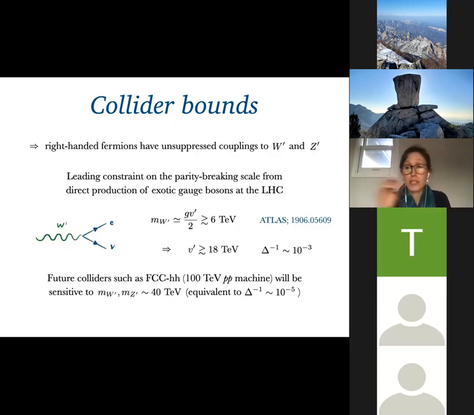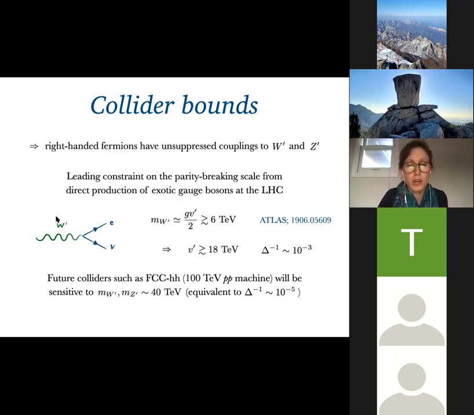Okay, so precisely as a consequence of this seesaw mechanism, the right-handed component of the standard model fermions now have unsuppressed couplings to the gauge bosons of the SU(2) right sector. So they couple to these just like their left-handed currents couple to the standard model W and Z. As a result of this, the leading constraint on the parity breaking scale in these models actually comes from the direct production of W prime and Z prime gauge bosons at the LHC.